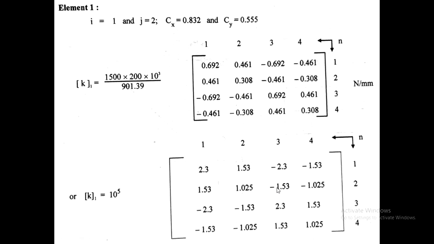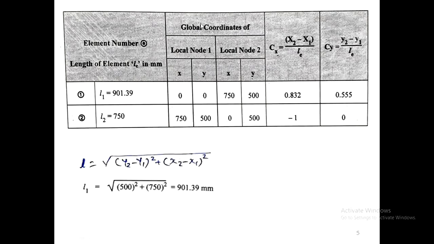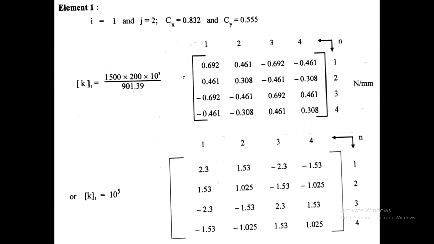So for element 1, we write i is equal to 1, j is equal to 2, that is node 1 and 2, Cx 0.832 from this given table, and Cy 0.55. So just by putting respective values, that is area of element 1, then E, and length. So this is the final matrix after putting respective values.